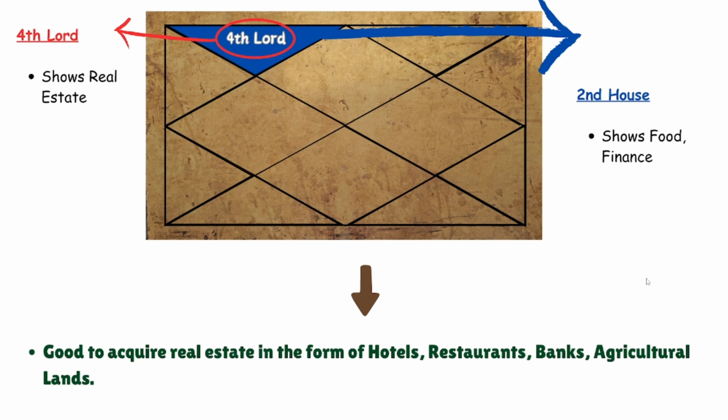So with this placement, it is good to acquire real estate, but in the real estate section, again, if we go into detail, then real estate in the form of hotel, restaurant, bank, agricultural lands, or traditional home, all this is suitable. Again, we need to see the planet, zodiac sign, all these things to finalize it.